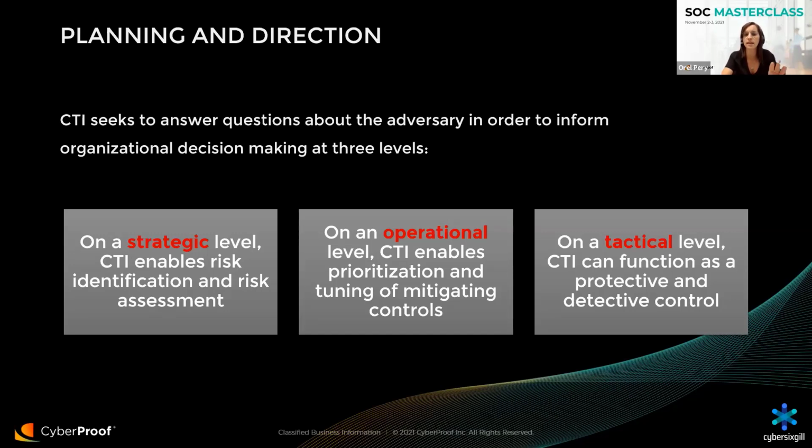The second level is operational intelligence. Operational intelligence enables prioritization and tuning of mitigating controls. What this specifically means is that in the security operation, and even in security at the company overall, we will have different teams. We will have the threat hunting team, and we will have the vulnerability management team.